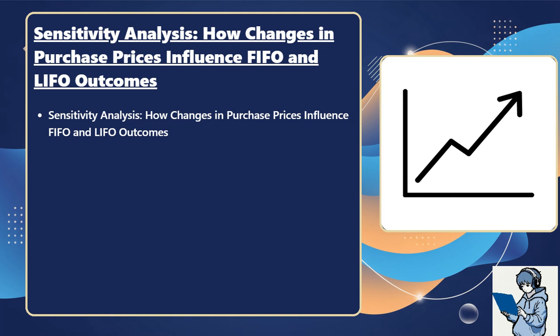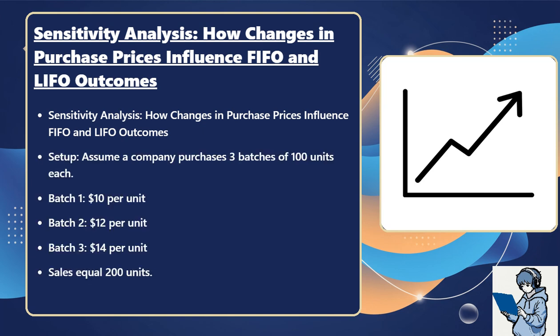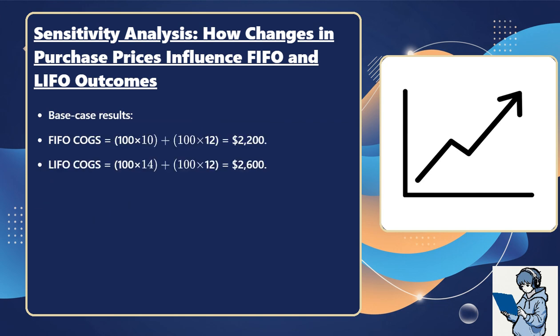Sensitivity analysis: how changes in purchase prices influence FIFO and LIFO outcomes. Setup: assume a company purchases 3 batches of 100 units each. Batch 1 $10 per unit, batch 2 $12 per unit, batch 3 $14 per unit. Sales equal 200 units. Base case results: FIFO cost of goods sold equals 100 times $10 plus 100 times $12 equals $2,200. LIFO cost of goods sold equals 100 times $14 plus 100 times $12 equals $2,600.